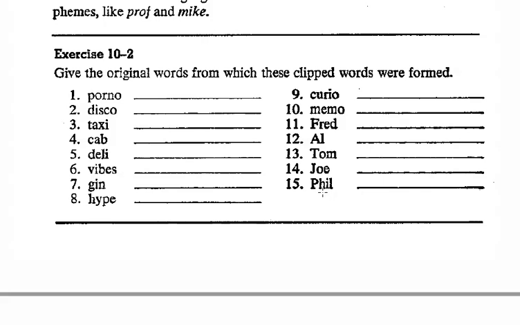Phil could be Philip, Philbert. Commonly in American and British English, we don't see people call each other Frederick. They say Fred, Al, Tom, Joe, Phil, etc.